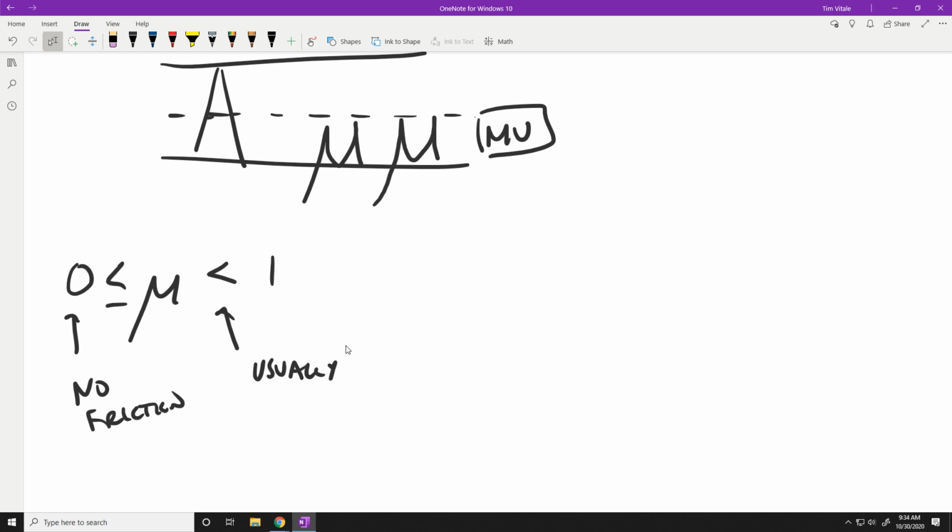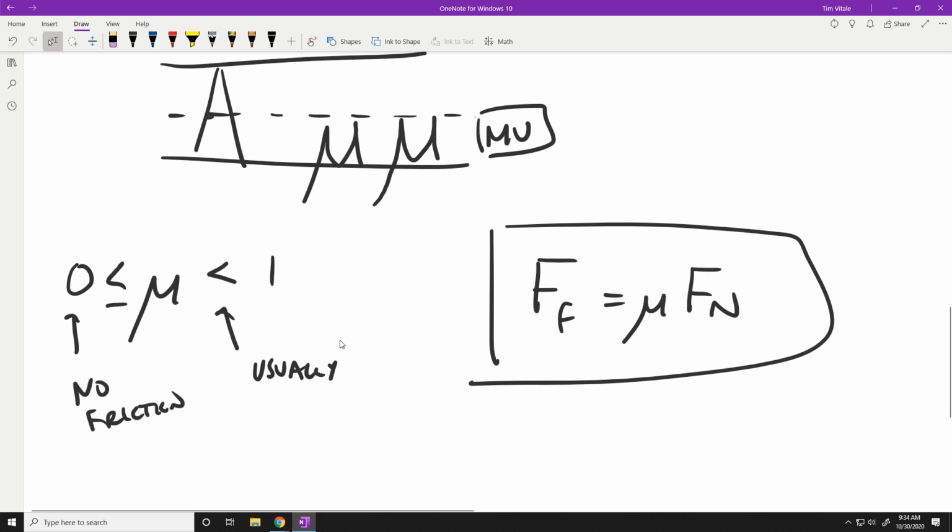So if you get a coefficient of friction that's like 15, you did something wrong. Or like 100, you definitely did something wrong. It's usually between 0 and 1. It can be greater than 1. It's not impossible, but it's usually between that amount. And it just tells you how frictiony something is. And so the equation that you get is this: the force of friction is equal to the coefficient of friction times the normal force. And this equation is on your equation sheet.